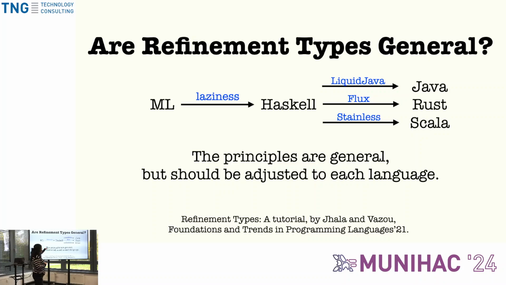So the idea is that the principles of designing refinement types are general. And there is this tutorial that we wrote with Ranjit that tells you the basic principles of how to design refinement types for your own programming language. But then if you want to deal with specific features of the language, of course, you need to adjust and take care of how you generate basically these logical queries to the SMT solver. But yes, the principles are quite general.